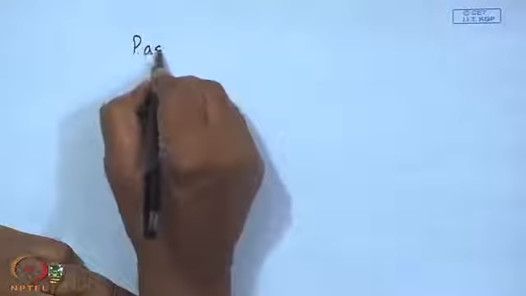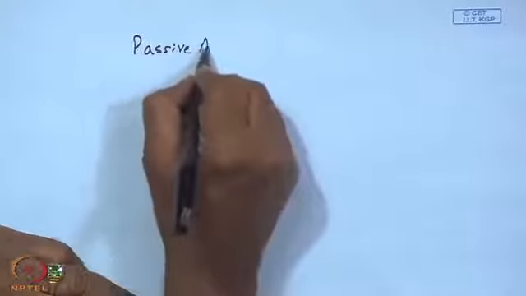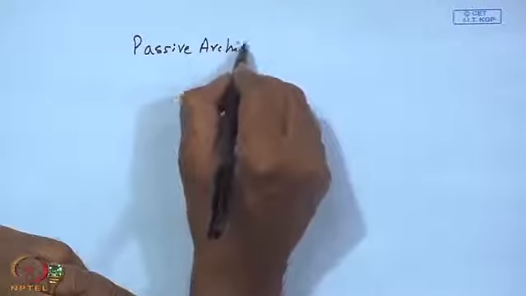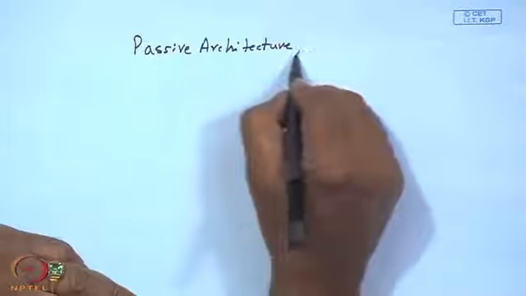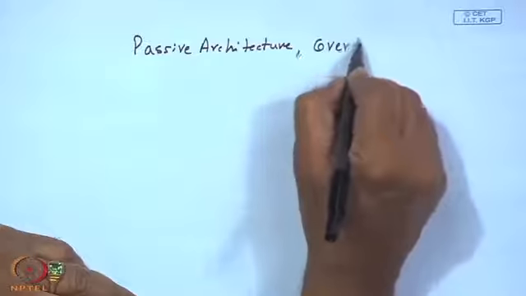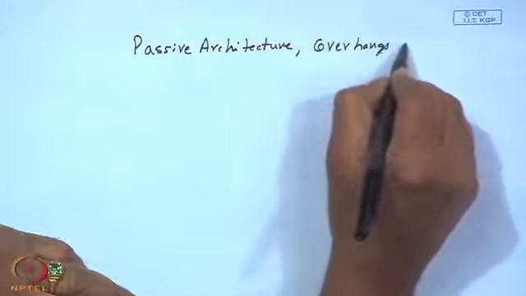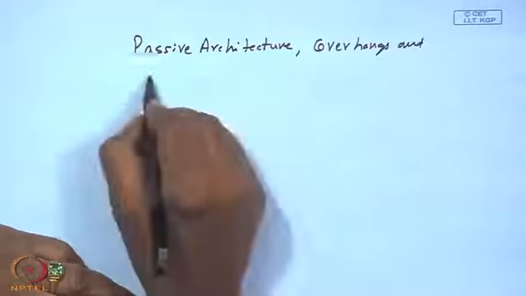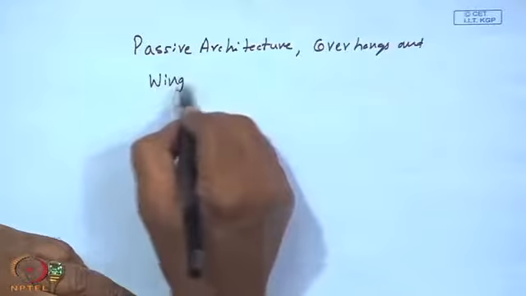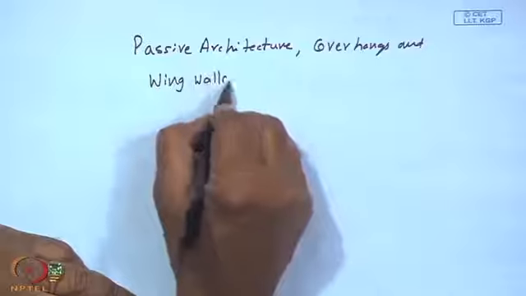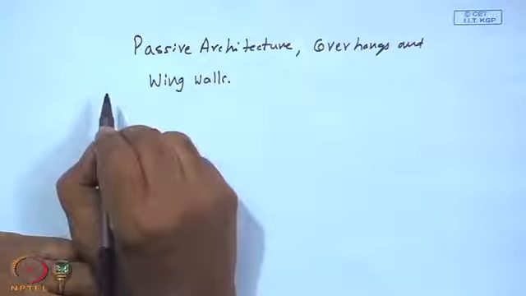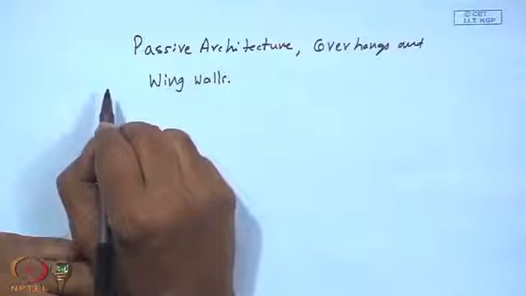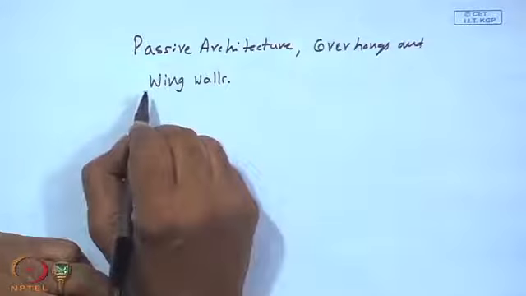So, this we shall call passive architecture, which will include overhangs and wing walls. This, all of us have seen, possibly we may not be knowing the name of it, but then I shall tell you it is very simple.